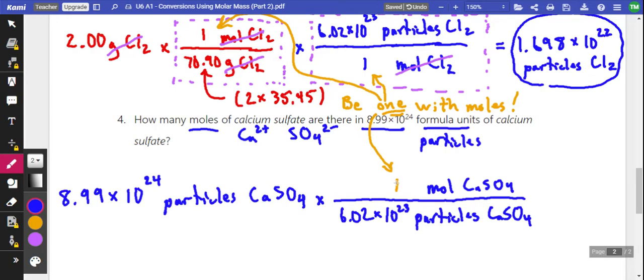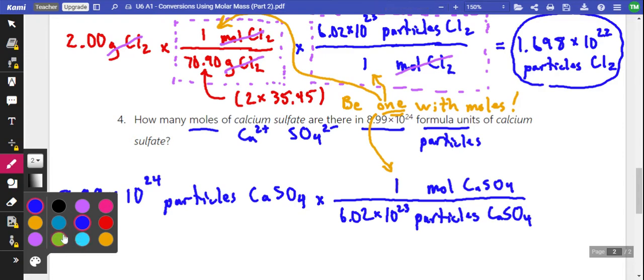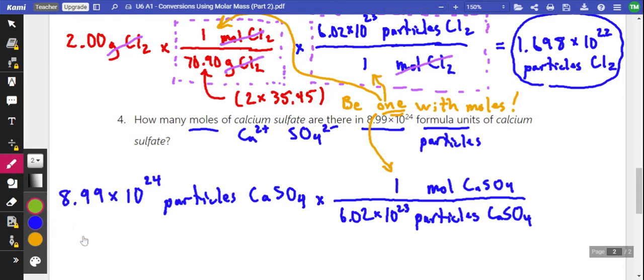Now, there's something you have to be careful of, especially with scientific calculators like the one I have. Sometimes your calculator will try and be smarter than you are. And it's not really, it's just trying to follow the rules. Those rules specifically are the order of operations. If I type this in as is, 8.99 times 10 to the 24th times 1, divided by 6.02 times 10 to the 23rd, what your calculator reads is, oh, I get it. You want me to take 8.99 times 10 to the 24th times 1 divided by 6.02 and then multiply by 10 to the 23rd.